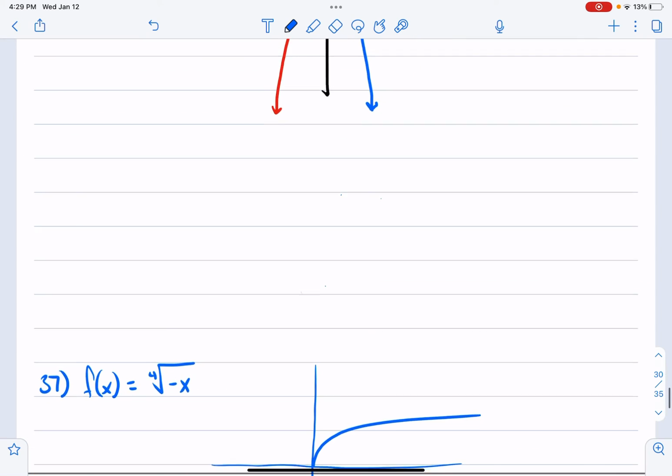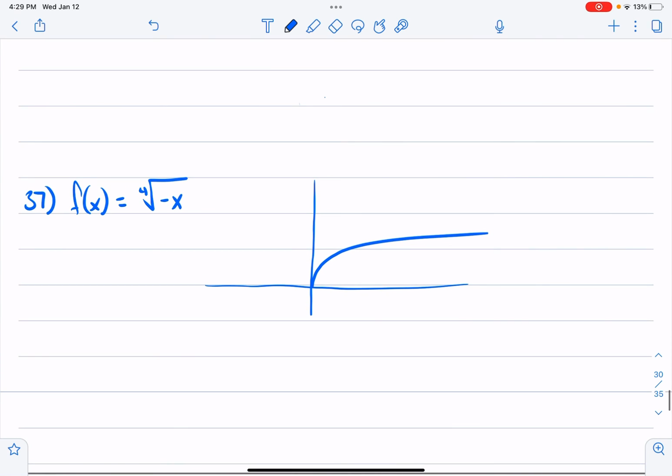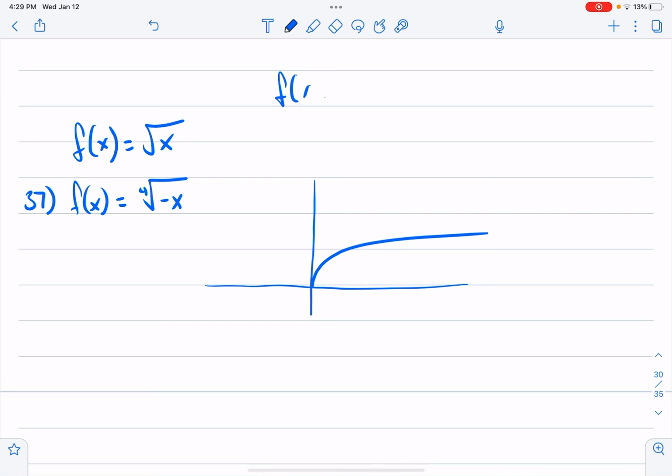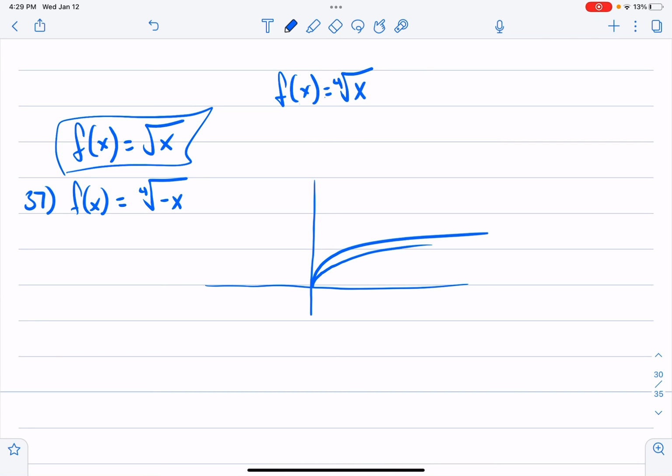All right, and the very last one, number 37. We're given the problem f of x equals the quad root of negative x. I'm sorry, not the cubed root, the quad root. The root function is not f of x equals the square root of x. I'm just saying that f of x equals the square root of x and f of x equals the quad root of x are similar in their appearance. This one would be a little more rounded and would actually take off slower. I've kind of drawn it wrong. So it would be more rounded, and it would go like that.